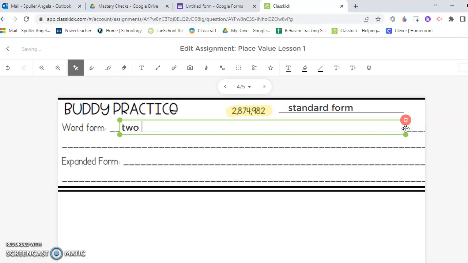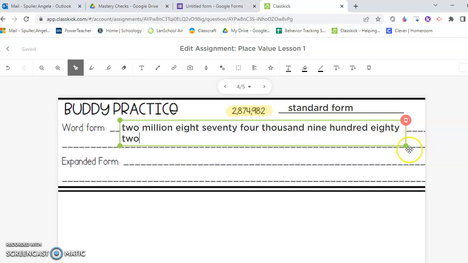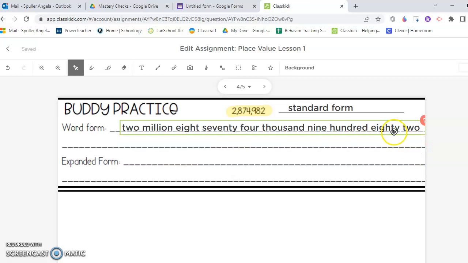Well, you would say 2 million, because you would tell me that the 2 is in the millions place. Then you would say 874. And if I left it like that, you would think that the 874 was at the end. So I've got to remember to tell you 1,000. Okay, so 2,874,000. So it tells me what section, what period. 982. Okay, so that's how we say it in word form. And I'm going to stretch it out so you can see it better.